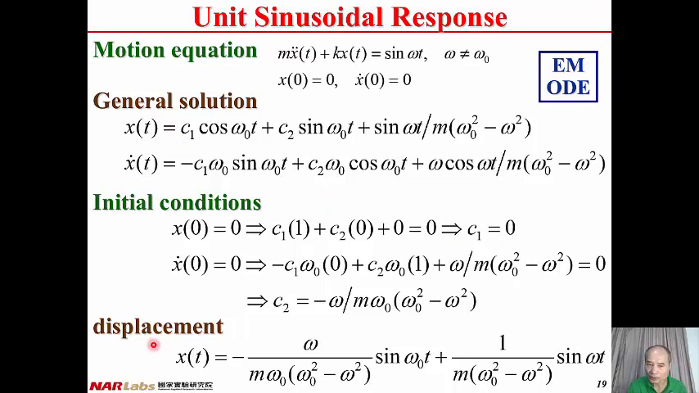Then we have the structural displacement x(t) equal to minus omega divided by m omega 0 times omega 0 square minus omega square, times sine omega 0 t, plus 1 divided by m times omega 0 square minus omega square, times sine omega t. The first term of the displacement vibrates at the structural frequency omega 0, and the second term vibrates at the excitation frequency omega.